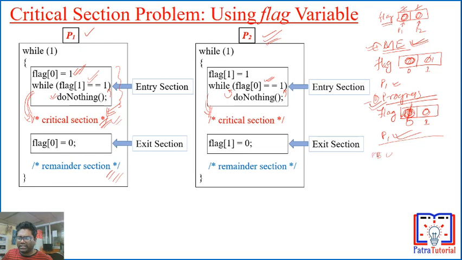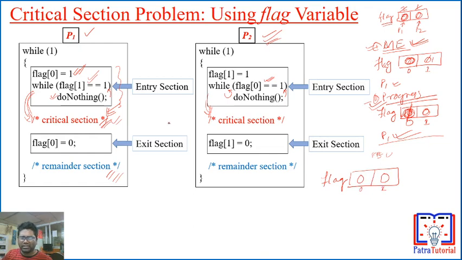But now look at another problem here. Since we know that a process can make a context switch at any point of time, that means any process can preempt any other process from the CPU at any point of time. Now suppose P1 started execution. Suppose initially, let me write here, flag is 0 0, the first one is 0 and the second one is also 0, this is the 0th index, this is the first index.